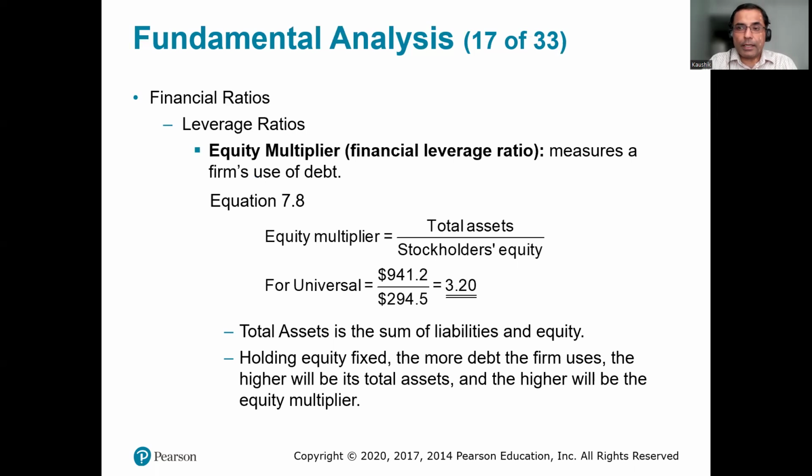Equity multiplier is again an indirect way to look at the debt levels. It is total assets by equity. If the ratio is higher, it means that the company has assumed more debt for the same level of equity. So the higher value of equity multiplier means the company has assumed more debt. So it can be a cause of concern.